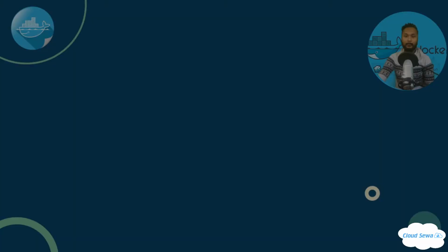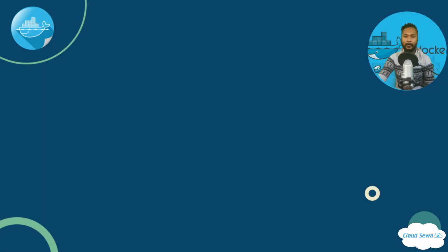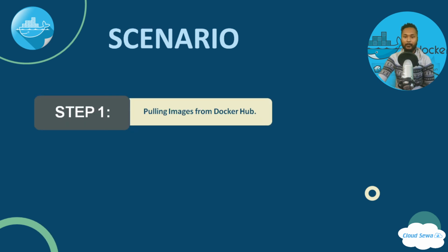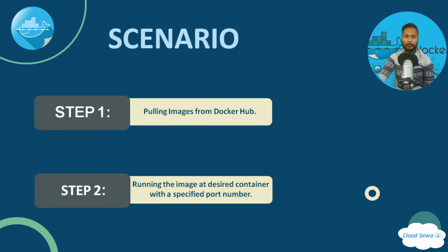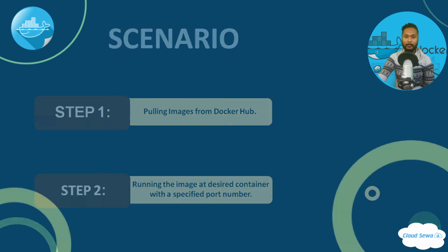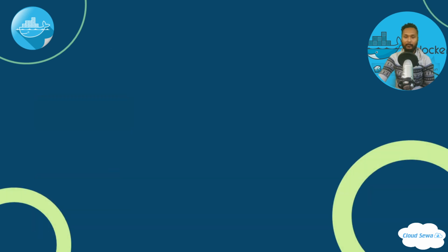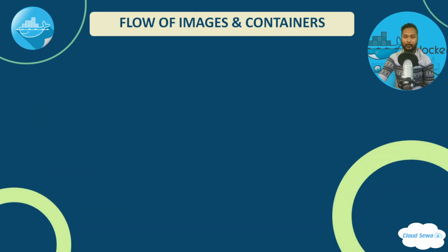Thank you. So let's move on to a basic scenario where you'll be having a primitive laboratory, where you will be pulling an image from Docker Hub. In this case, we'll be doing it with Nginx, and we'll be running that image in a container at a desired port location. For that, you have a flow diagram, and I'm going to explain it to you.